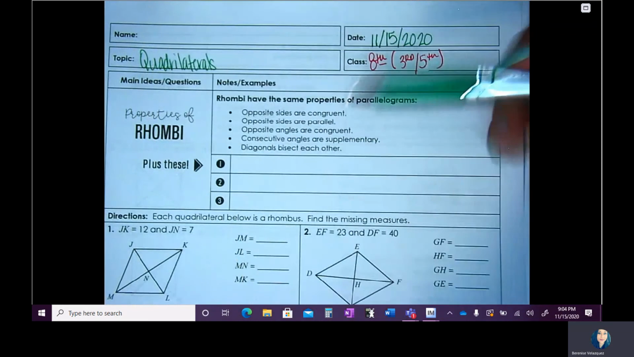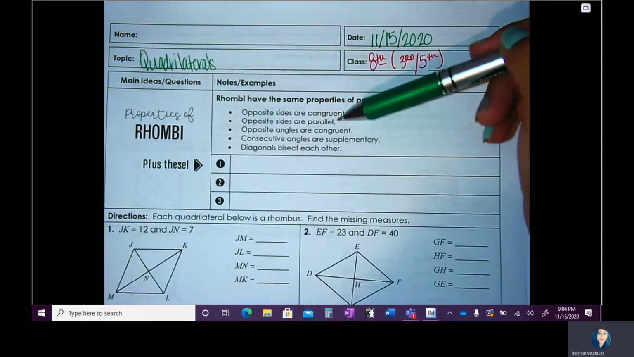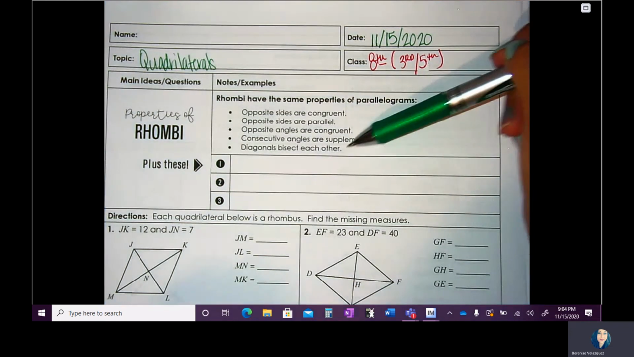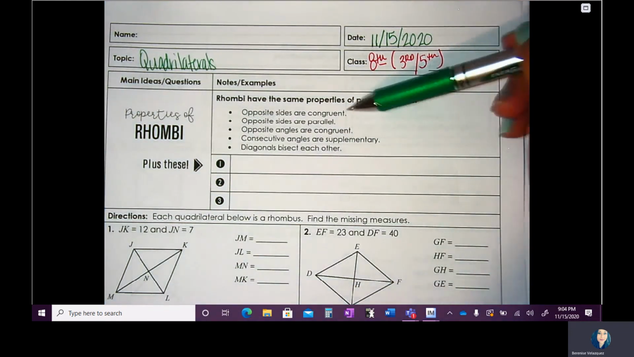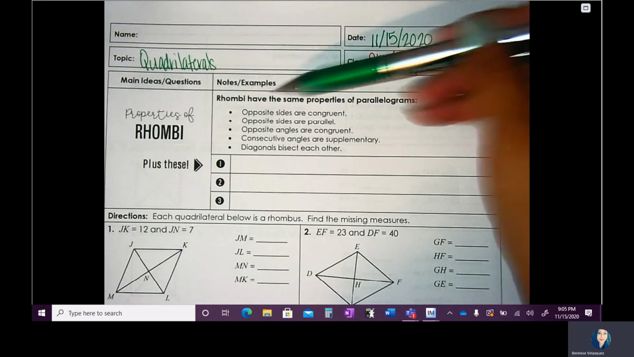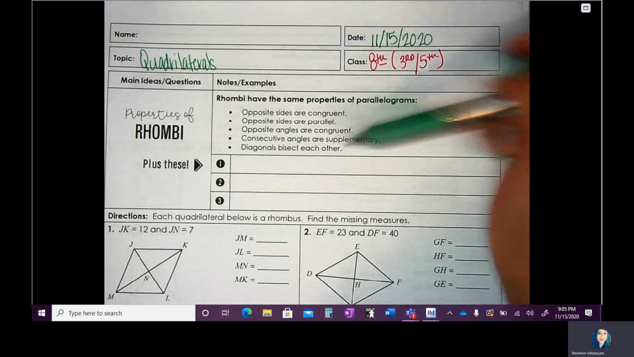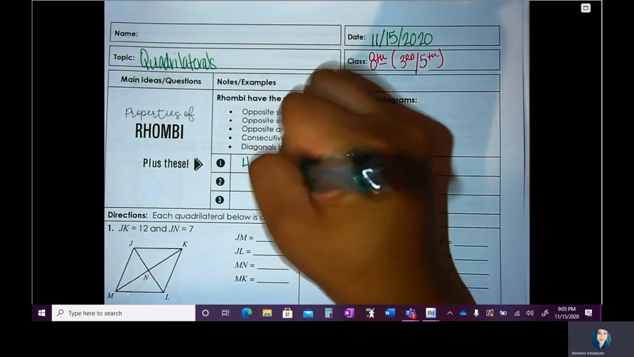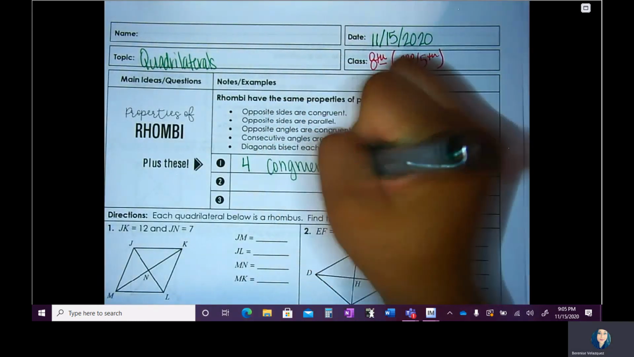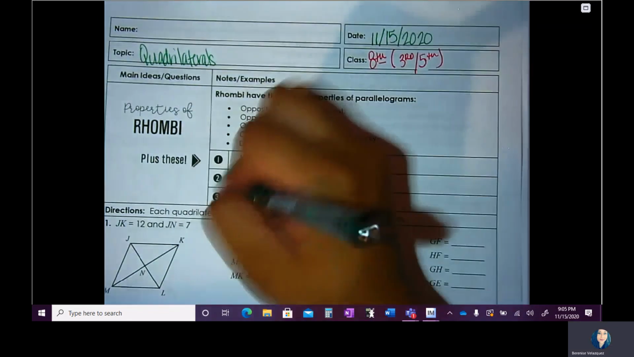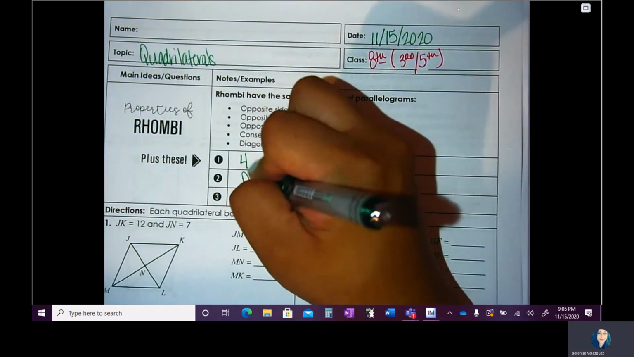Okay, so opposite sides are congruent, opposite sides are parallel, opposite angles are congruent, consecutive angles are supplementary, diagonals bisect each other. All of these are the things that a parallelogram is, and a rhombus is those things, plus the three things that we discussed. It's going to have 4 congruent sides, so all the sides are the same. It's also going to have diagonals that are perpendicular.